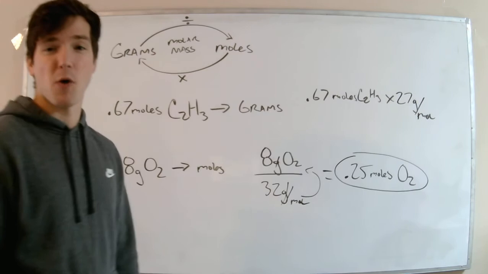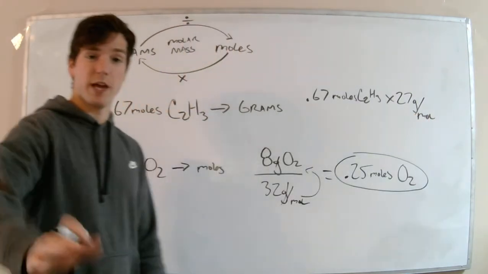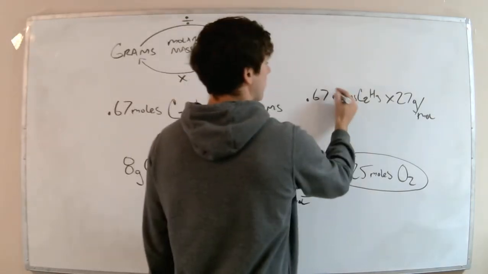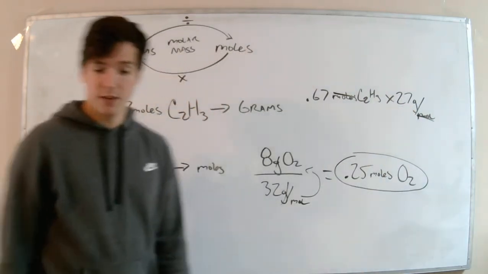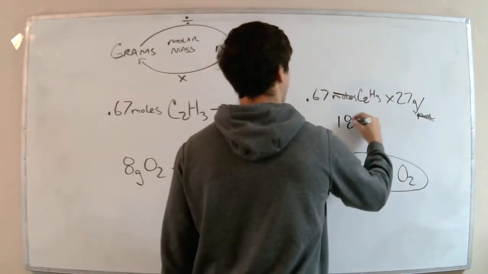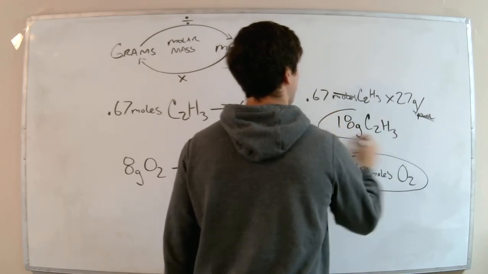You could write it as MOL if you want. I write it as MOL every now and then. That's okay in chemistry land. And look at that, I got moles on top, moles on bottom. They'll cancel out, and I'll be left with grams, which gives me roughly around 18 grams of C2H3.